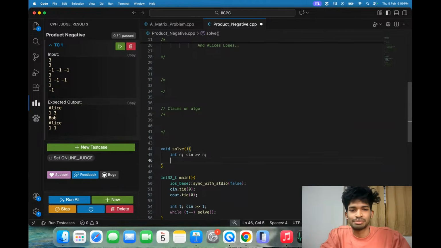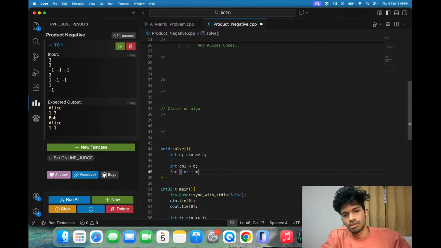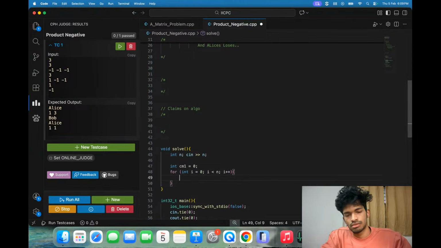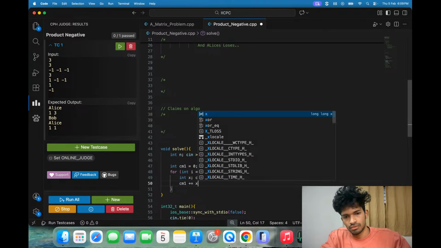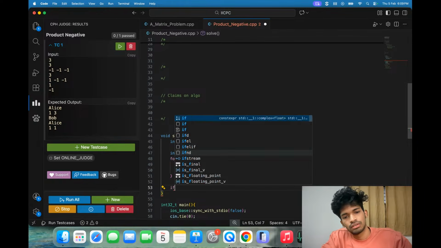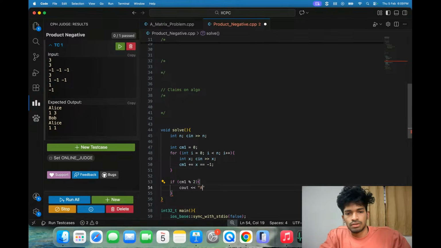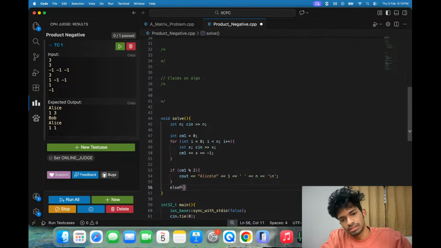I haven't overcomplicated this problem at least. If the count of minus 1 is odd, it is Alice, it is 1, it is n, else it is Bob.